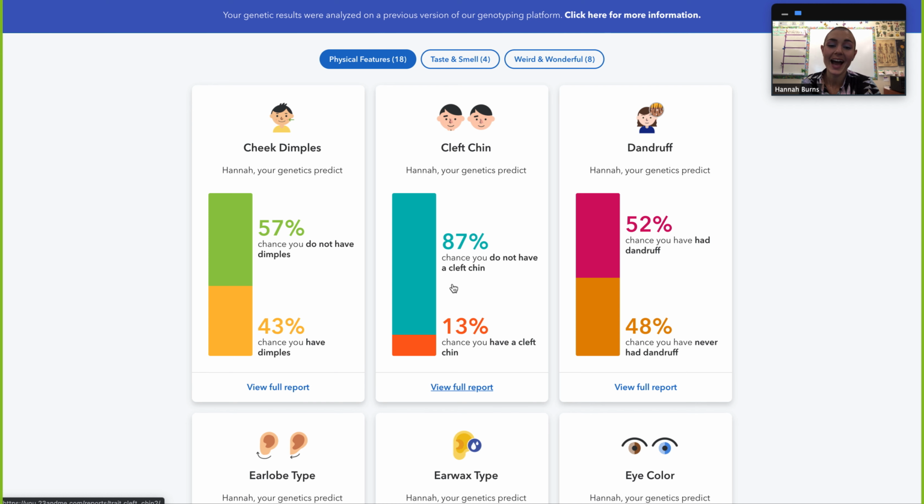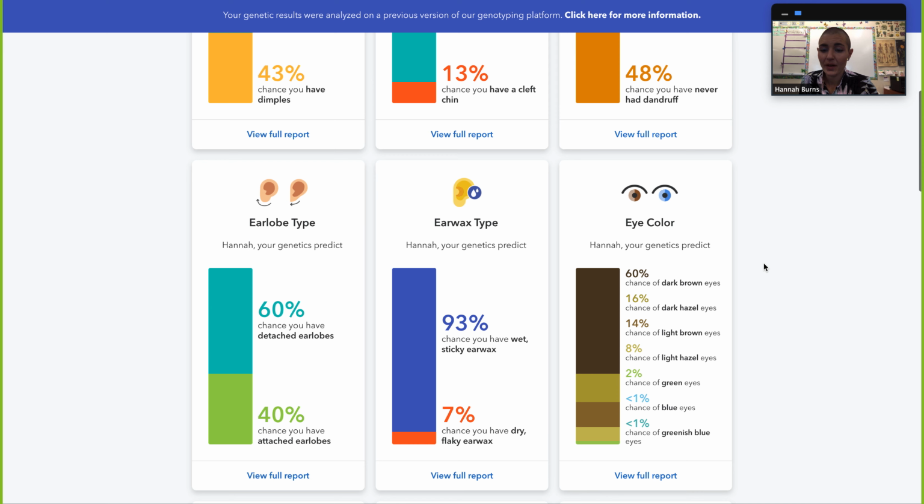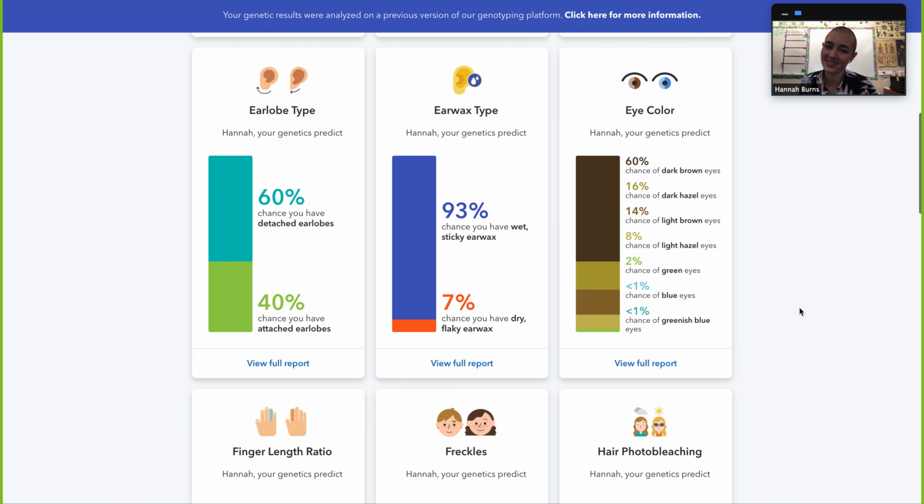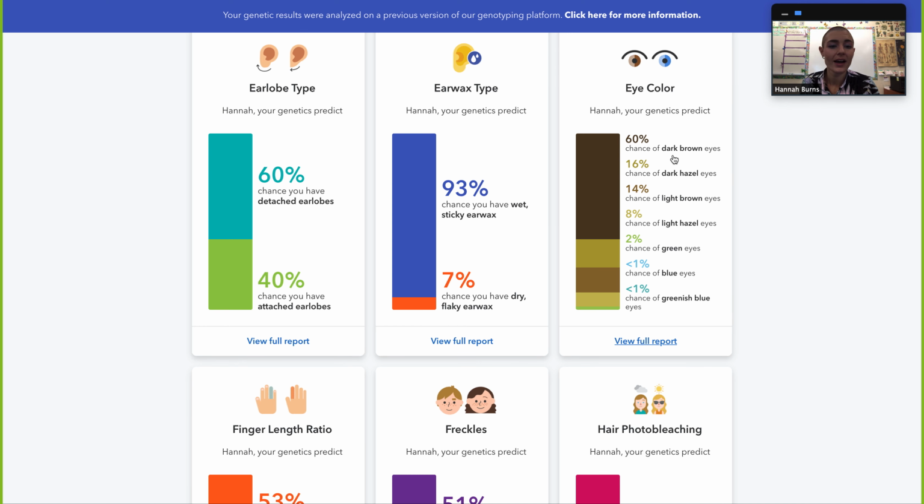This one's interesting. I have a high chance of not having a cleft chin. You can see I have a pretty clear cleft chin. There's a little notch right here in the middle of my chin. So not all of these are correct. Once again, I don't have dandruff, so that's that. Detached earlobes. Mine are stretched, so it's kind of hard to tell, but I do have detached earlobes. I think I have wet, sticky earwax. It's definitely not flaky, so that's a little bit TMI, but you know.